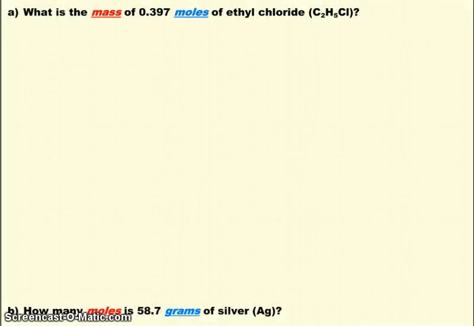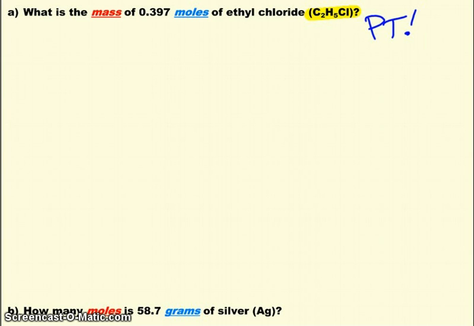Alright, here's our first question. It says, what is the mass of 0.397 moles of ethyl chloride? Now the first hint I'd like you to notice is I gave you the formula for ethyl chloride. If I give you the formula for ethyl chloride, that's my way of saying yes, you're going to use the periodic table, because at this point you don't know the formula for ethyl chloride.